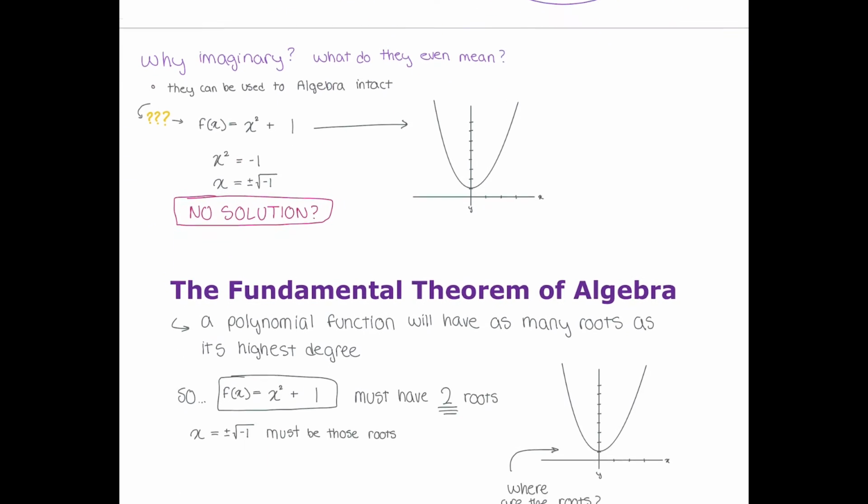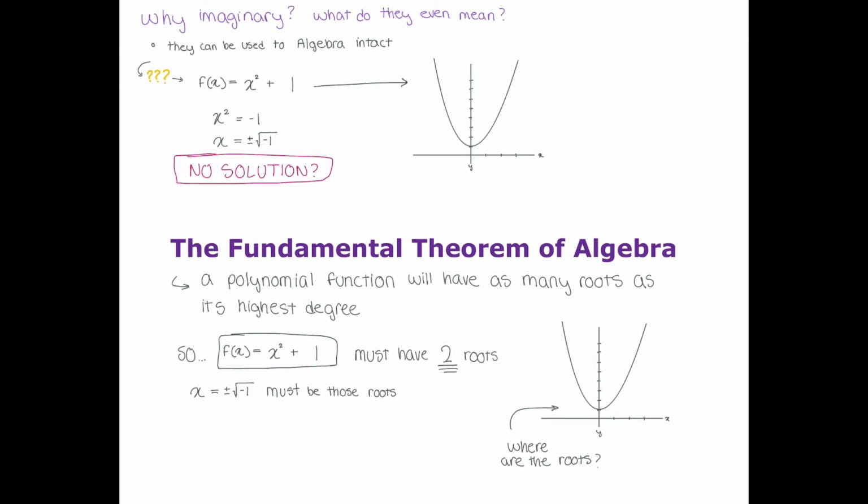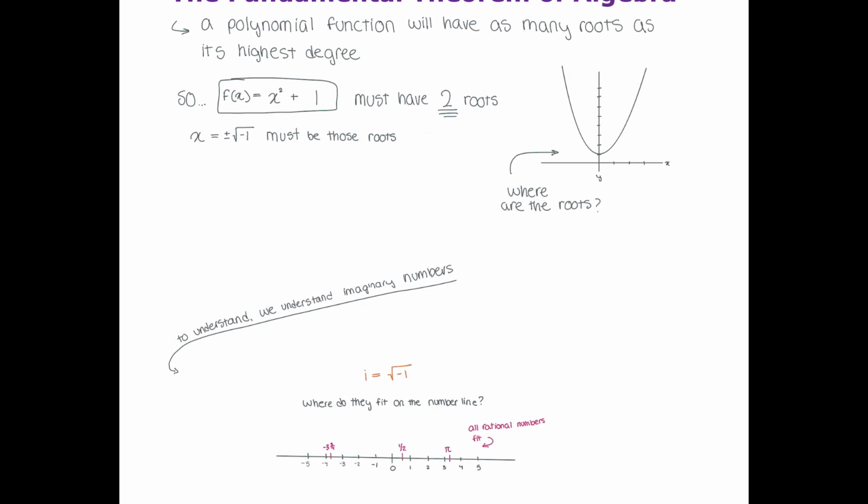To understand this, let's look at the fundamental theorem of algebra. It says that a polynomial function will have as many roots as its highest degree. In other words, f(x) must have 2 roots because our highest degree is 2. This means that plus or minus the square root of negative 1 must be our 2 roots. But what does this really mean? And why does this not show up on our graph? Here's where imaginary numbers come into play.